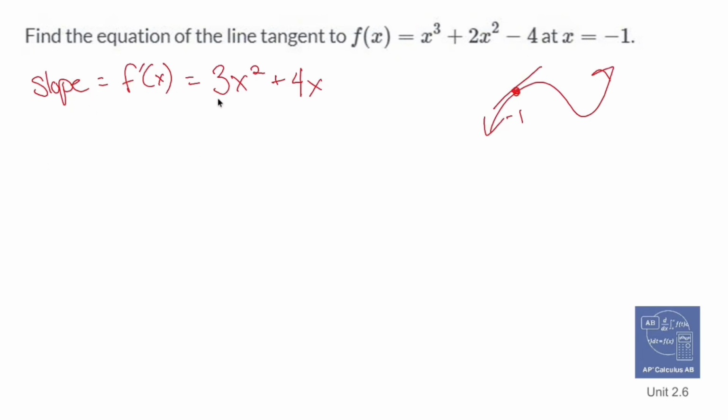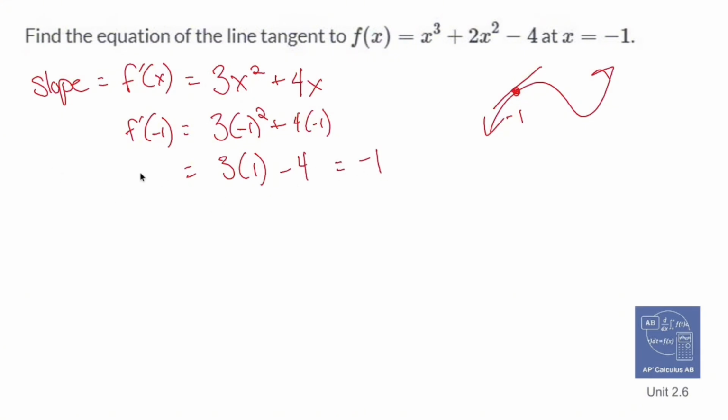Now, I care about my slope when x is -1, so I have to take f prime of -1 and plug in -1 to both x's. 3 times -1 squared plus 4 times -1. That gets me 3 times regular 1 minus 4, which is going to be -1. So my slope is -1. So the picture that I drew here, not that accurate. That's all right. It's not literally the picture that I care about, it's the equation.